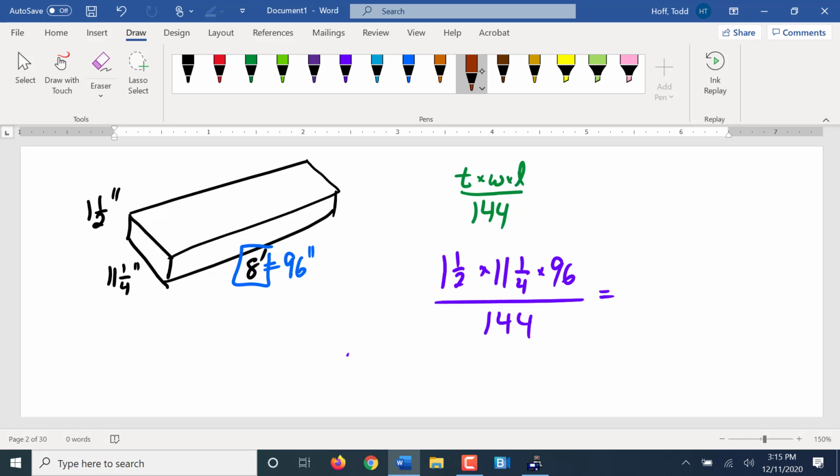What did we get? 11.25, 11.25 board feet.